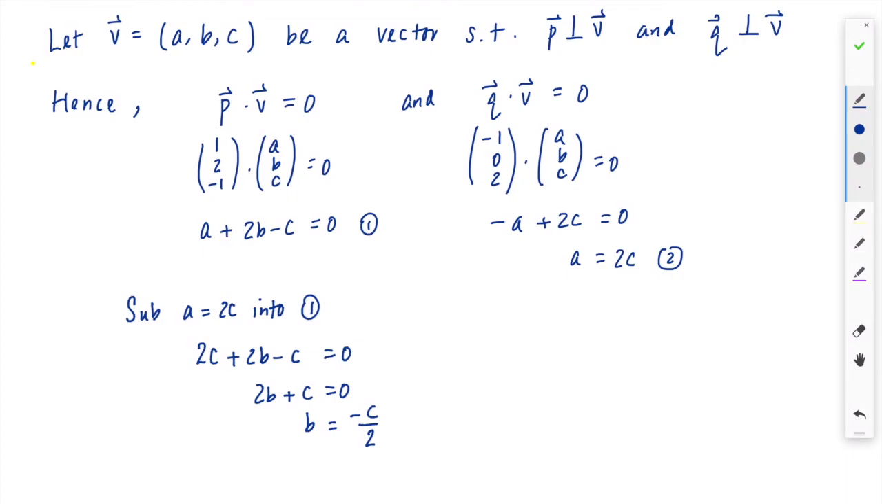And we know that we won't get one single vector that is perpendicular to P and Q, but rather we're going to find a whole so-called family of vectors that would be perpendicular to both P and Q. Okay, so we can easily use a parameter for C and express the vector V using 2C, negative C over 2, and C. Okay, so as long as vector V follows this pattern, then it will be a vector that is perpendicular to both P and Q. Okay, and that's it.